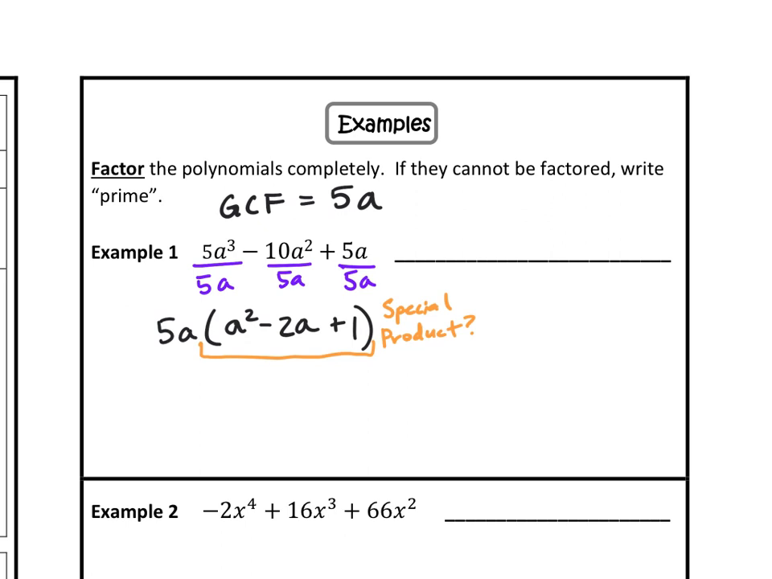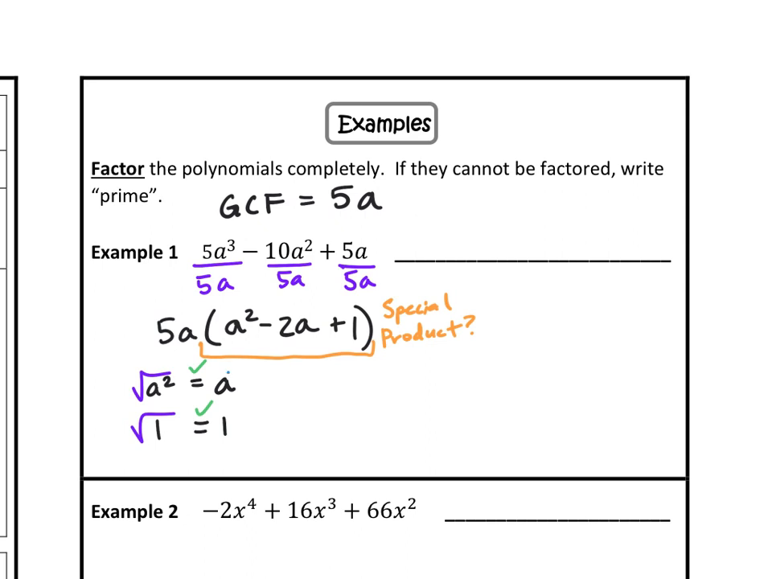And so we can check a couple things, right? It might be a perfect square trinomial, but we gotta ask, can I square root the a squared and the 1? Because if we look at only the orange part, then the a squared is my first and the 1 is my last. Can I square root a squared? Yeah. Can I square root 1? Yeah.